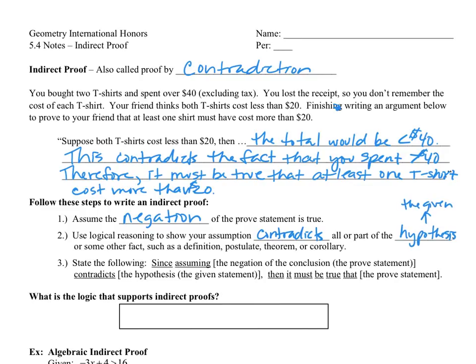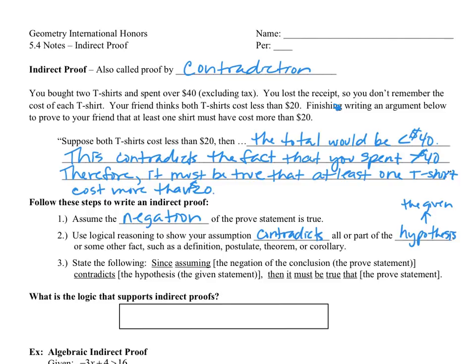All right? And then step 3, we will just state the following. I'm going to give you kind of a template here to follow. Since assuming the negation of the conclusion, now remember that conclusion is your proof statement, contradicts the hypothesis, the given statement, you finish up by saying, then it must be true that whatever the proof statement was is actually true.